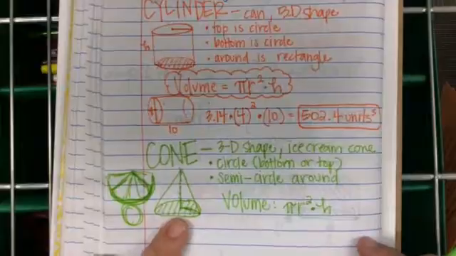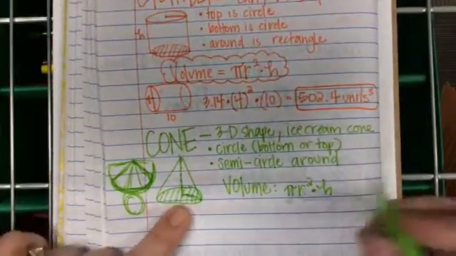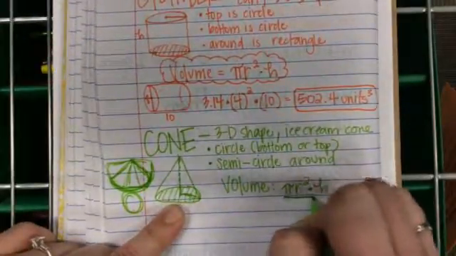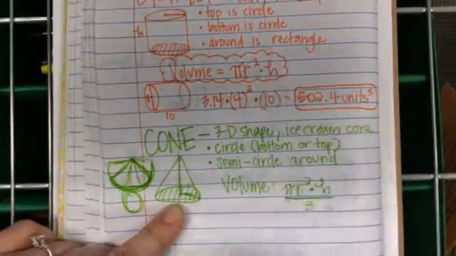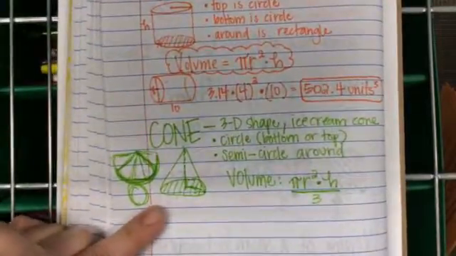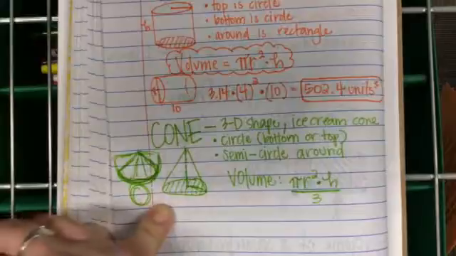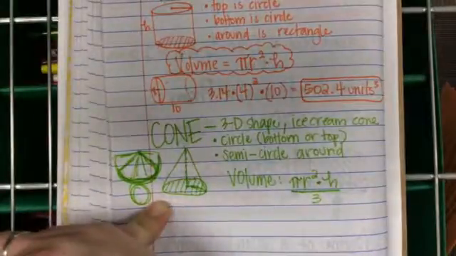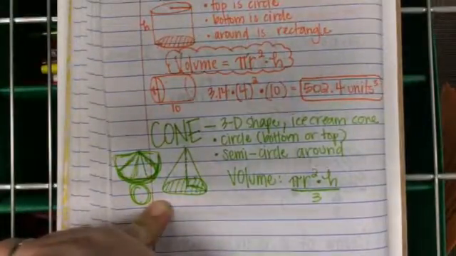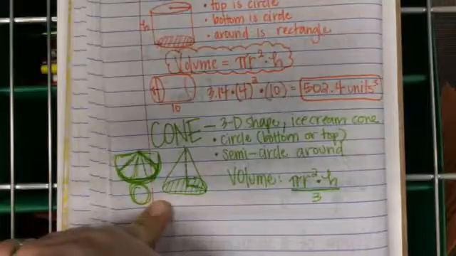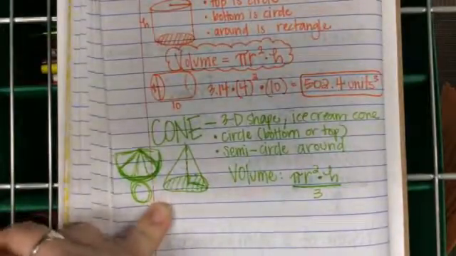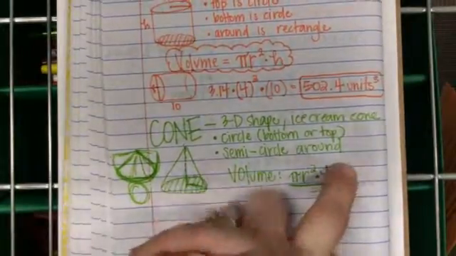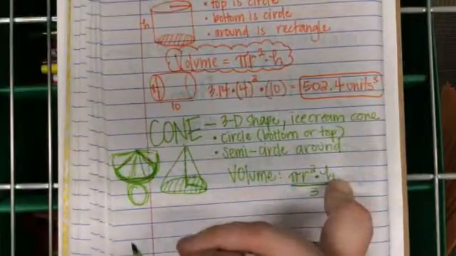But this is less than it, right? Not in half. You're going to divide it by 3. And dividing by 3 is the same thing as multiplying by what? 1/3. So sometimes you see times 1/3 or you see divided by 3.